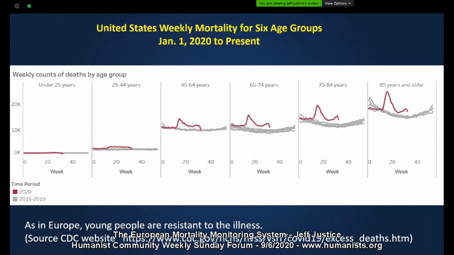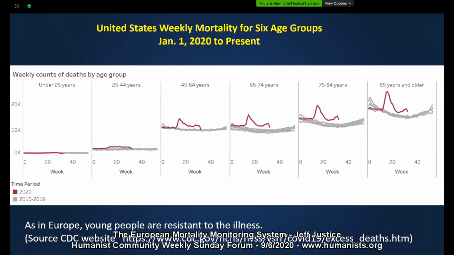So this is the CDC data confirming that this is highly oriented toward older groups. You can see that for people under 25 years old, you can't see any COVID deaths at all. It's always within normal range. By the time you're 25 to 44, you start to see a little bit of data, a few deaths. And then as you get older, it grows dramatically.